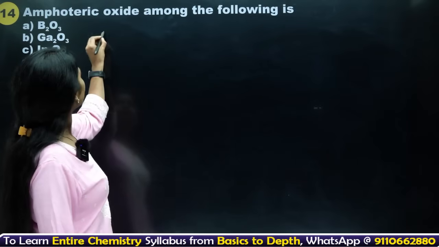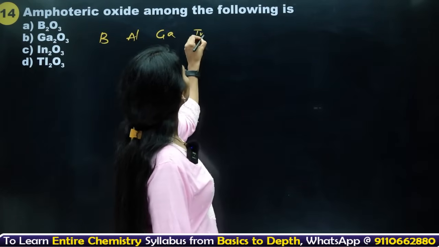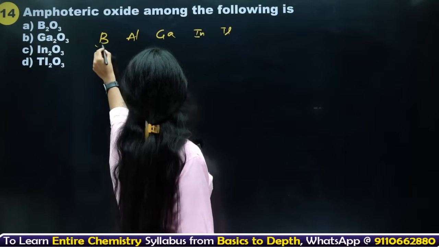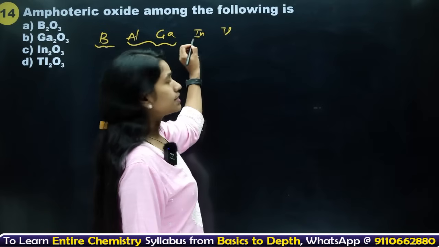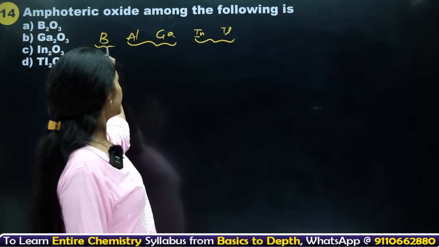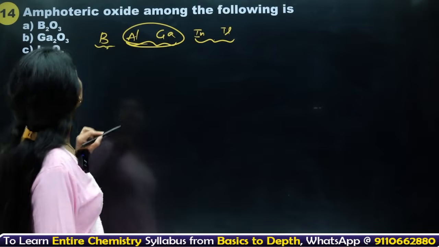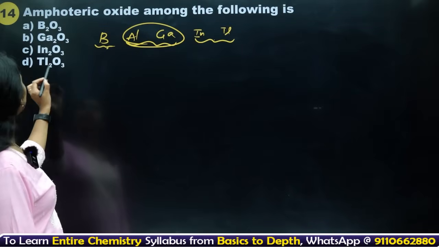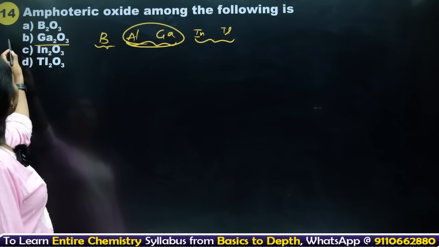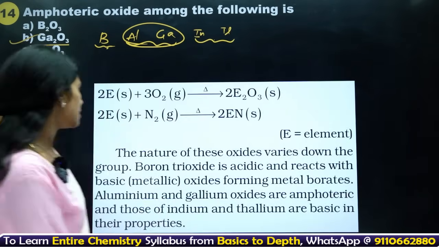Amphoteric oxide among the following. Which oxide is amphoteric? Boron, aluminium, gallium, indium, thallium. This oxide is acidic, these two oxides are basic, and the last two are also basic. So this is acidic, amphoteric, basic. They are asking which one is amphoteric. Aluminium is not there, so only gallium is there. Option B is the correct answer.